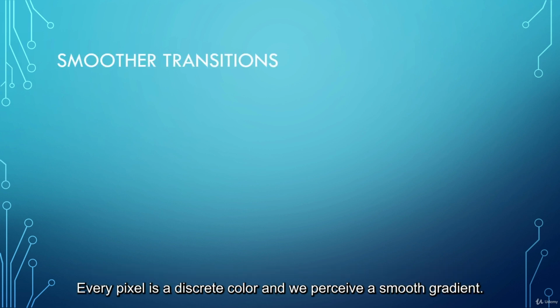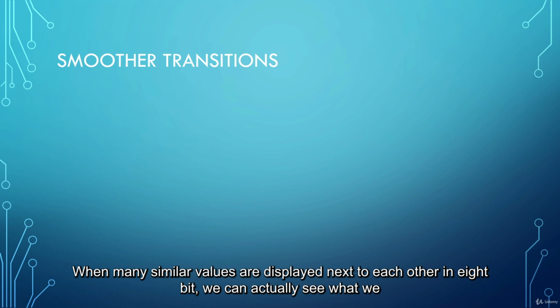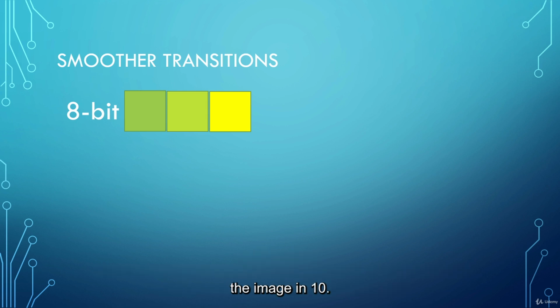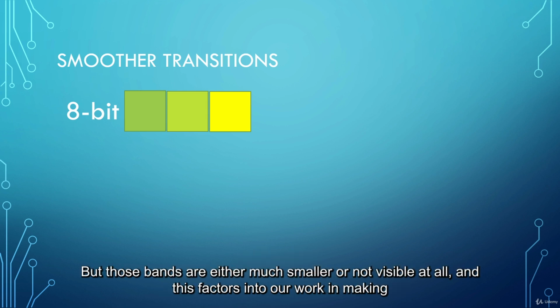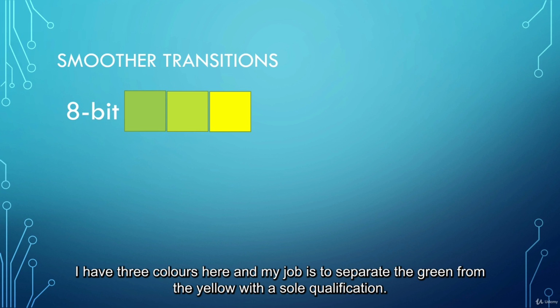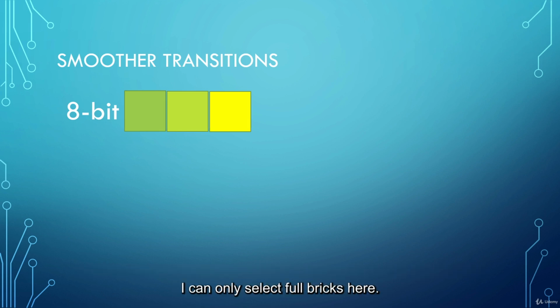Every pixel is a discrete colour, and we perceive a smooth gradient when many similar values are displayed next to each other. In 8-bit, we can actually see what we call banding. The difference between different colours is so obvious that it produces a solid and visible band across the image. In 10-bit, those bands are either much smaller or not visible at all, and this factors into our work in making secondary qualifications. I have 3 colours here, and my job is to separate the green from the yellow with a HSL qualification. I can only select full bricks here. I can't draw a line down the middle.